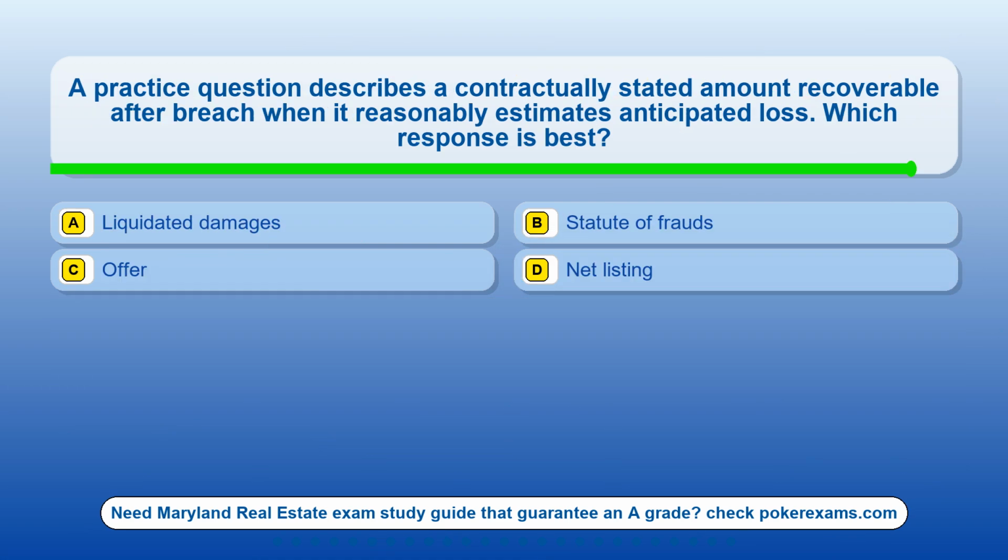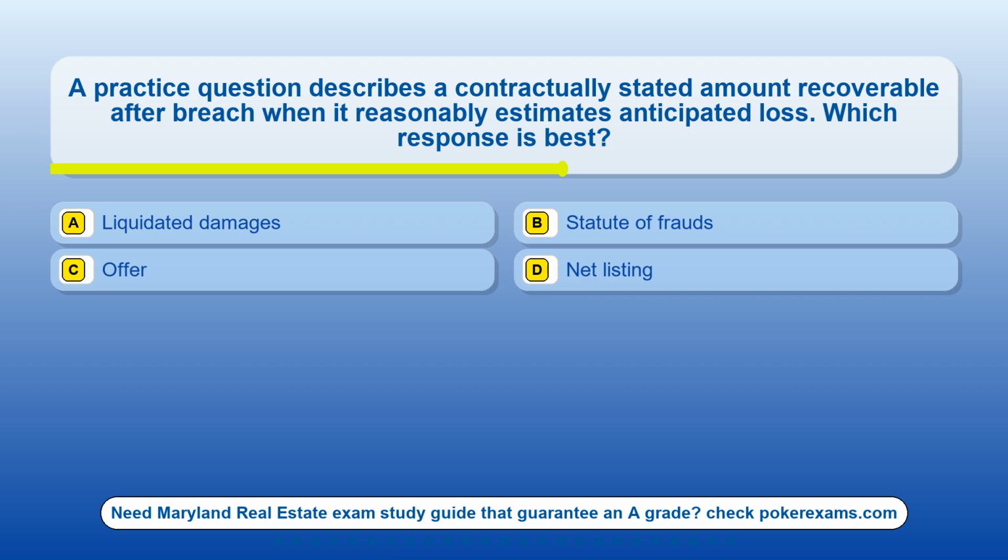Question 10. A practice question describes a contractually stated amount recoverable after breach when it reasonably estimates anticipated loss. Which response is best? Option A. Liquidated damages. Option B. Statute of frauds. Option C. Offer. Option D. Net listing.